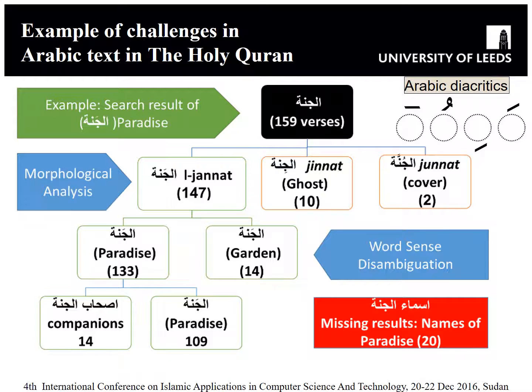When we search Al-Jannah, it has 2 different meanings. The first one is paradise and the other one is garden. This level is called word sense disambiguation. Al-Jannah is related to 133 verses, 14 of them related to the companions of Al-Jannah, while 109 are related to Al-Jannah. Also, one problem in this result is that around 20 verses are missing, which are related to other names of paradise.